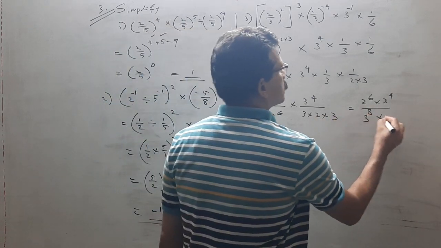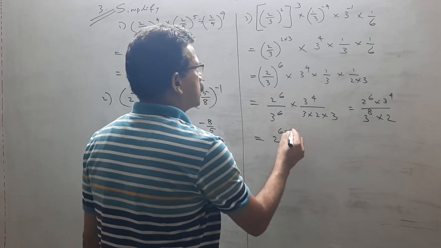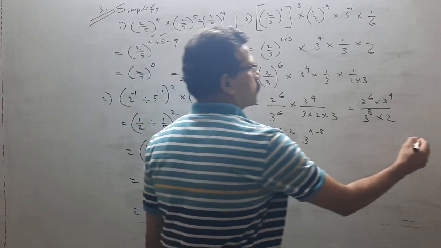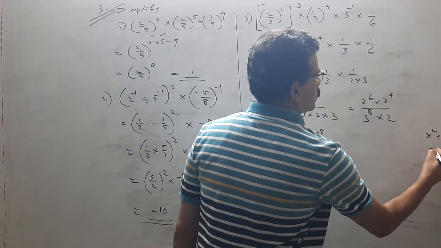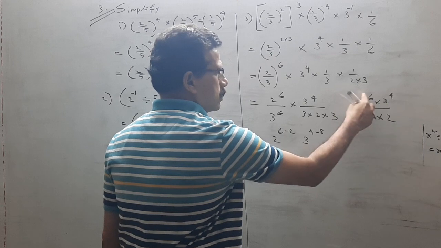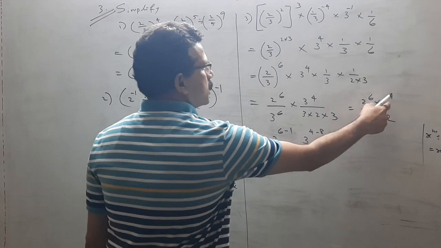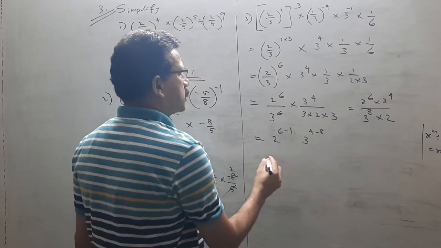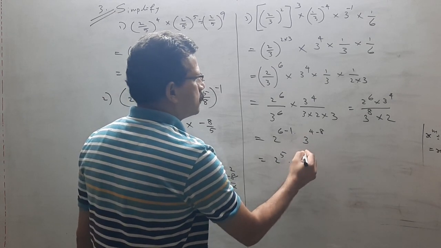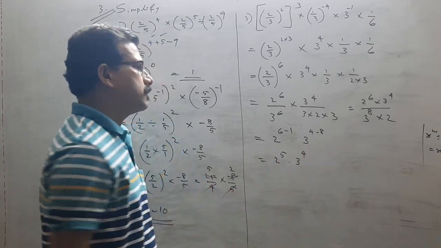Then here 1, 2 is there. What can we do? 2 to the power 6 minus 1, 3 to the power 4 minus 8. Division rule: x^m divided by x^n equals x^(m−n). So 2 to the power 6 minus 1, 2 to the power 5, and 3 to the power 4 minus 8. What is this? 2 to the power 5 and 3 to the power 4.